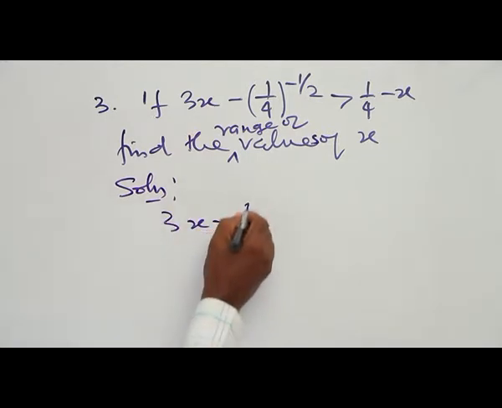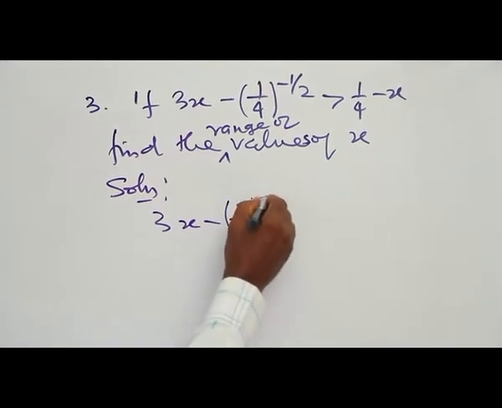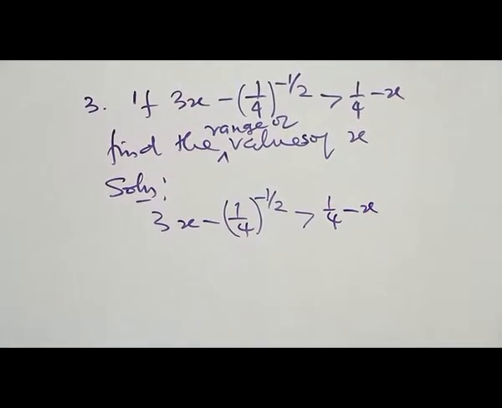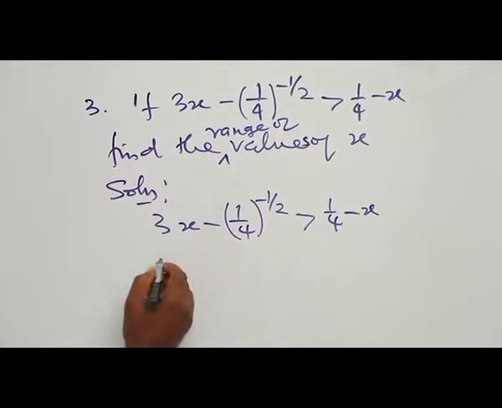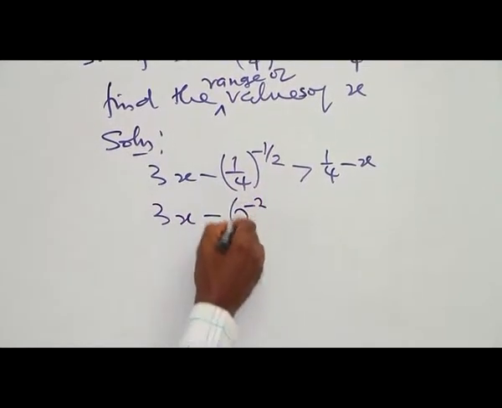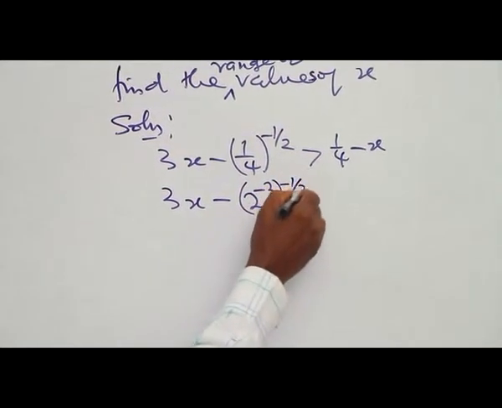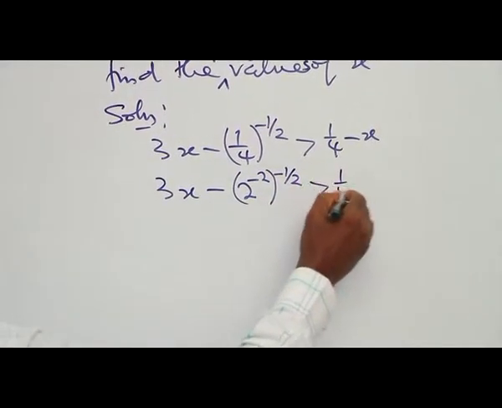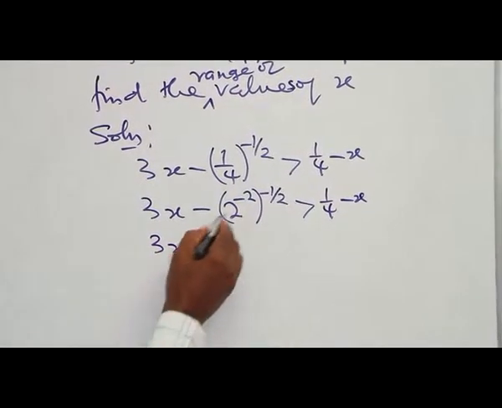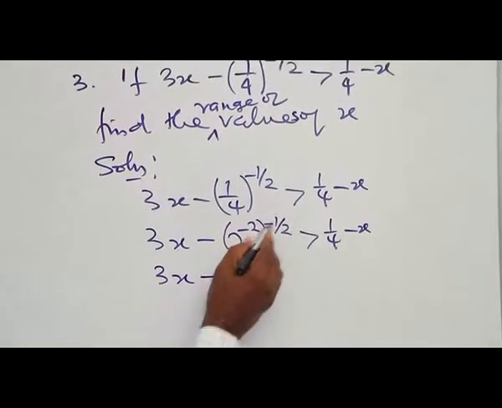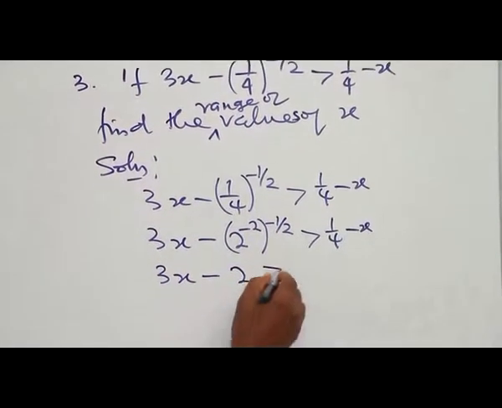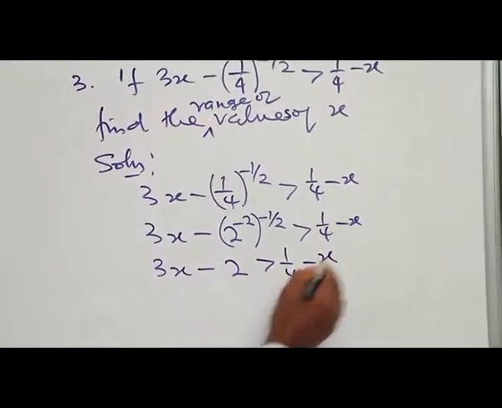You have your (3s minus 1 over 4) raised to the power minus half greater than 1 over (4 minus s). Now recall the laws of indices. This is 3s, and this is 2 raised to the power minus 2, all raised to the power minus half, greater than 1 all over 4 minus s. Eventually that is 3s minus 2 times minus half, which will give you 1. So this is 2 raised to the power 1, which is 2, greater than 1 over 4 minus s.